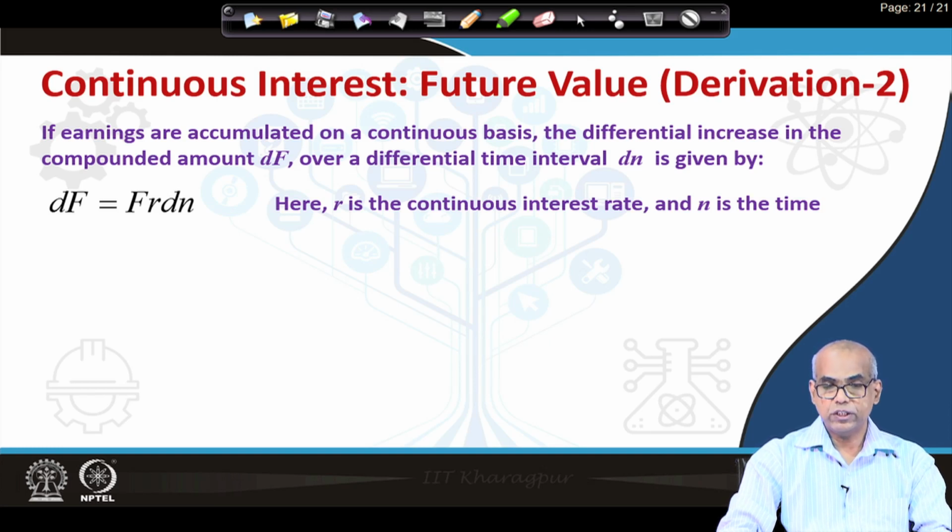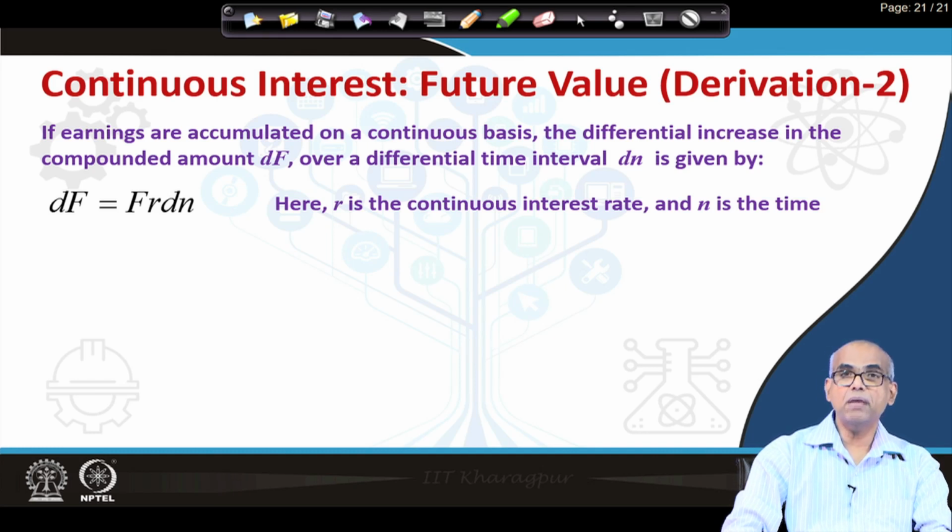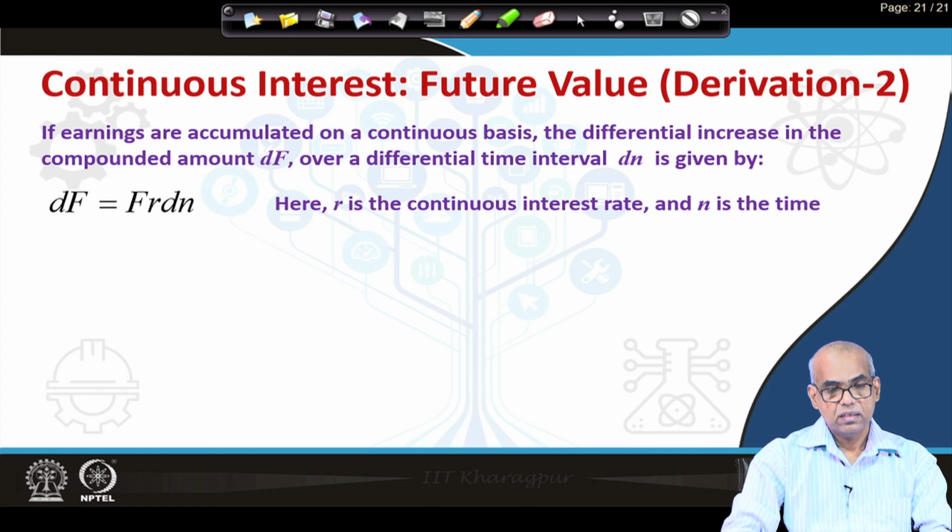So, if you assume that the differential increase in the compounded amount is represented by dF, and this happens over a differential time interval dn, F represents future value and r represents the continuous interest rate, then dF will be equal to F into r into dn. So, dF by dn equal to Fr.